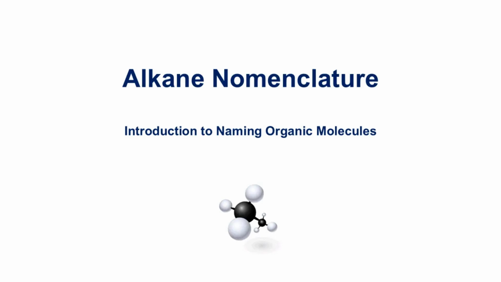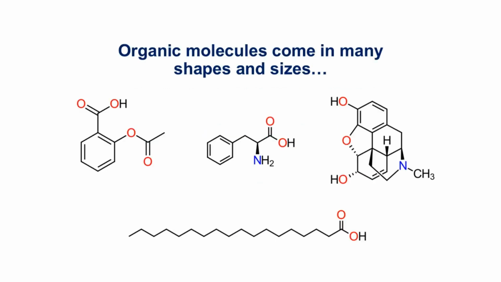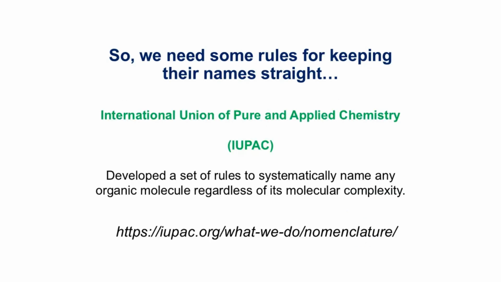Alkane nomenclature, an introduction to naming alkanes. Organic molecules come in all shapes and sizes, ranging from very simple alkanes to very complex polymers and natural products. We need a system to name compounds in an organized way. The rules for keeping organic molecule names straight are developed by the International Union of Pure and Applied Chemistry, IUPAC.